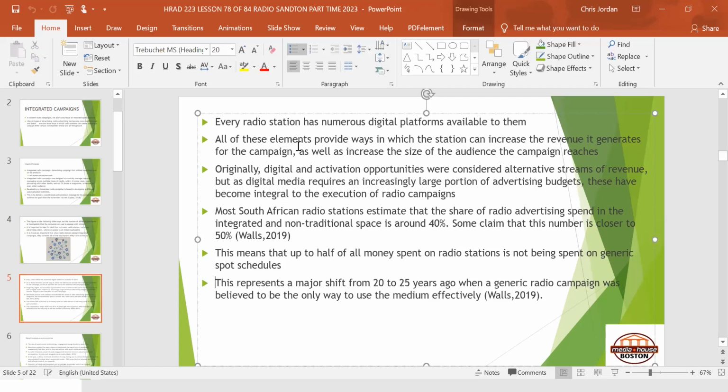Every radio station has numerous digital platforms available to them. Ideally, you should be active on all of them. Your audience might prefer one, or two to three, and be predominantly active there, but because other parts of your listenership and demographics use other digital platforms, you should actually belong everywhere.